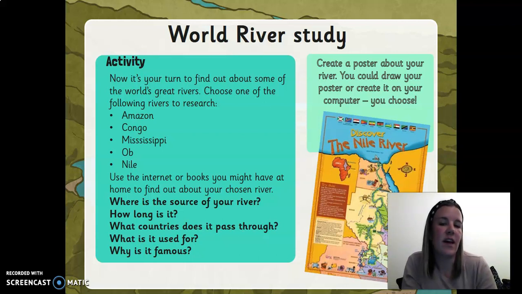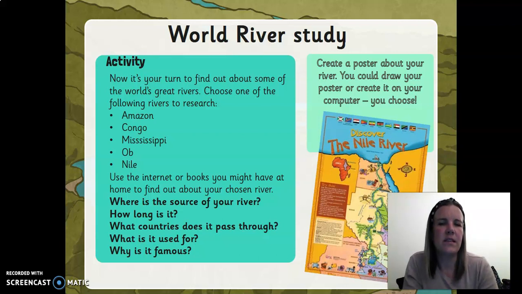I want you to find out where the source of your river is, so where that river begins. I want you to find out how long that river is, and also if you can find out the discharge of that river as well. Obviously use the table from the slide before to help you. But I don't want you to just stop there. I also want you to think about which countries does that river pass through? Is it just one country? Is it longer than the length of one country? Does it pass through more than one country? Can you find that out?